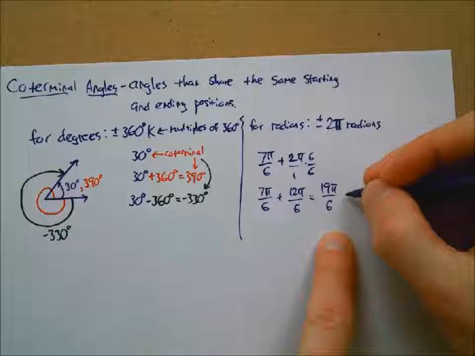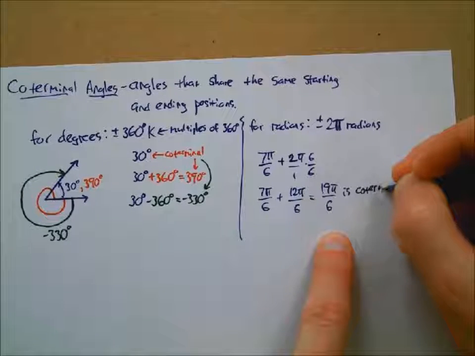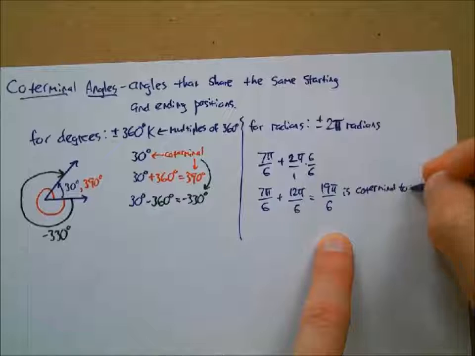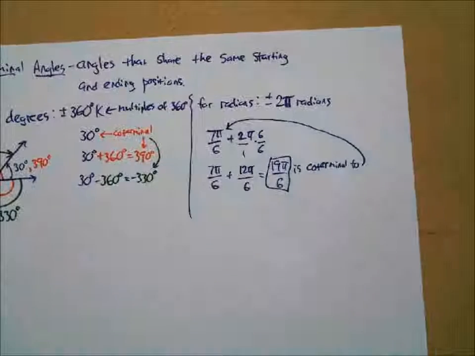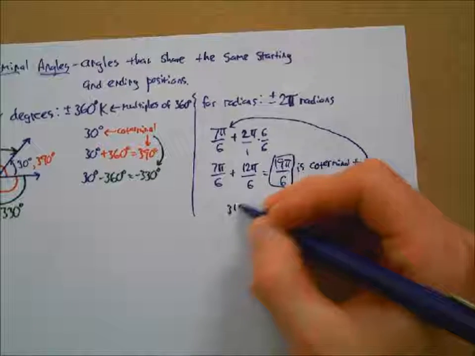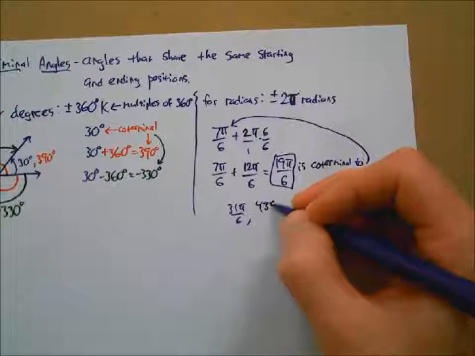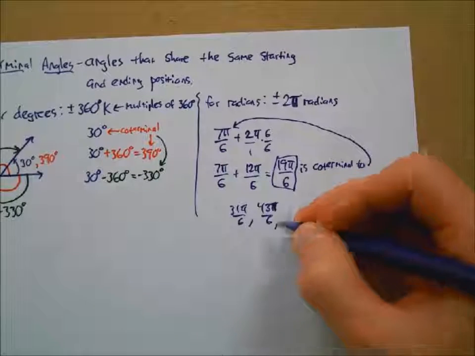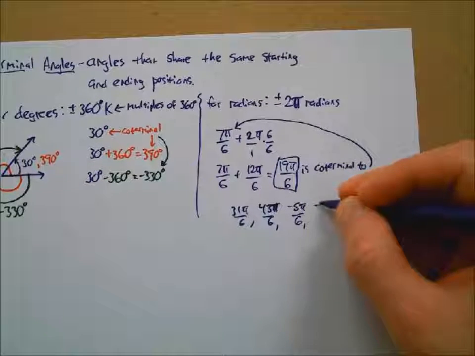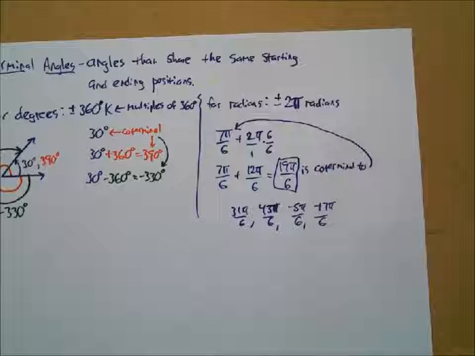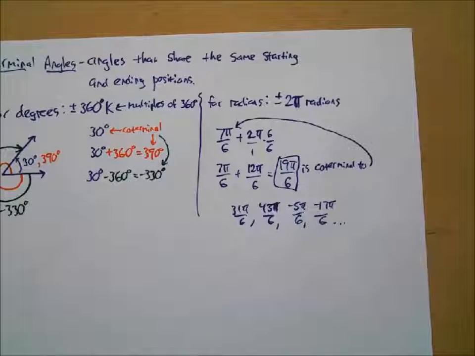So this is coterminal to 7 pi over 6. And of course, we can keep going. We could add another 12 pi over 6 and get 31 pi over 6. We could do it again and get 43 pi over 6. We could subtract 12 pi over 6 and get negative 5 pi over 6, or negative 17 pi over 6, so on and so forth. You get the idea. There's an infinite number of solutions there.